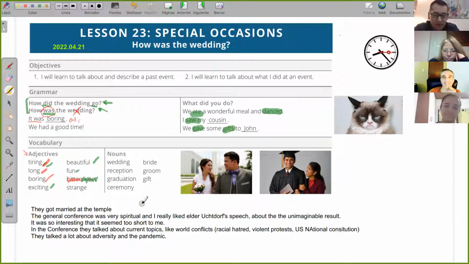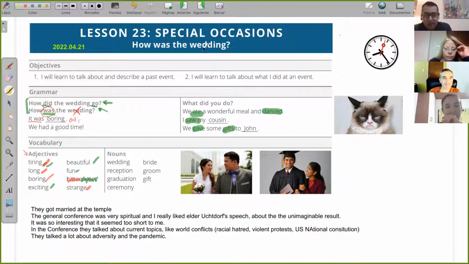Okay, strange. What is strange? Extraño. Extraño, raro, ¿sí? So that's not so good. If it was strange, it's like, I don't know. Maybe you like strange things. It was a vampires themed wedding. So everybody was dressing like a pirate vampire. That's strange. I mean, you know. Okay.